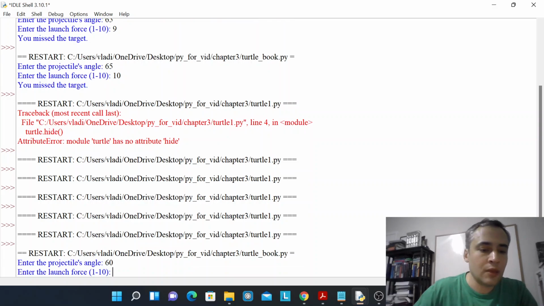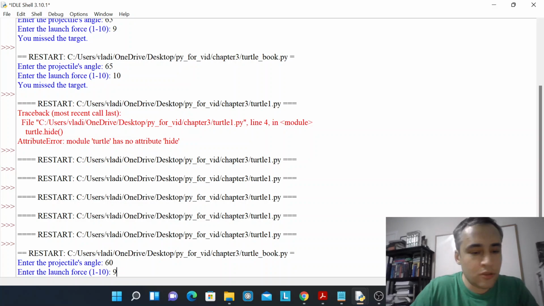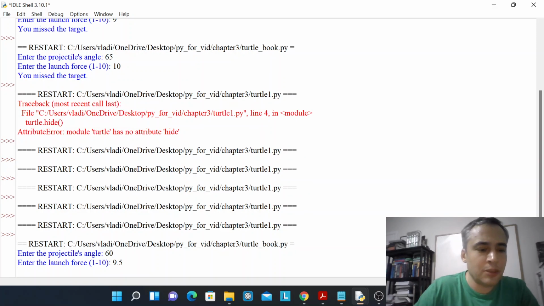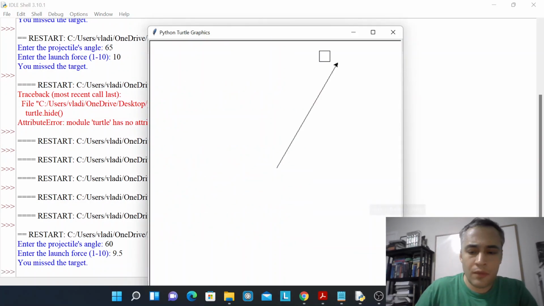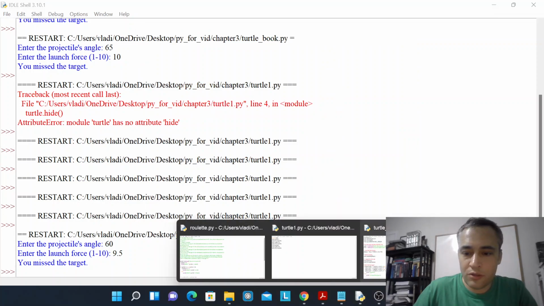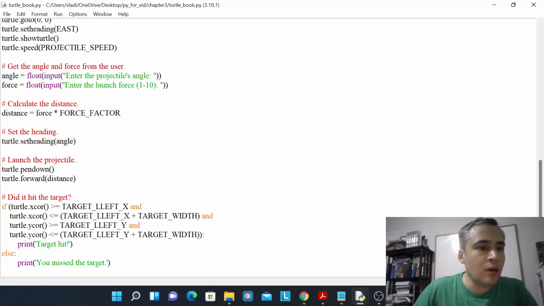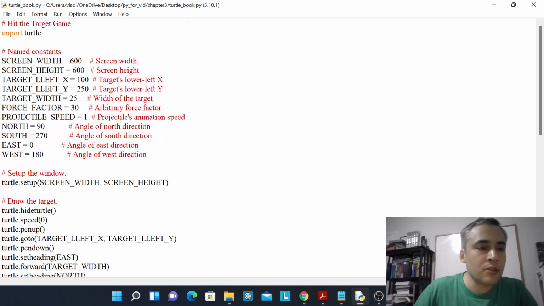Okay. And launch force, let's say, can we actually do a fractional one? I'm not sure, but I will try. I think we can, if I remember how it was implemented. And it says I missed the target, so the angle was wrong, but I think the force was right. And if we rerun it with something like 65 or 67 degrees, I think we will hit the target. So there is plenty of code, and it's like a little project that is developed for you in the book. This is Constance, by the way.